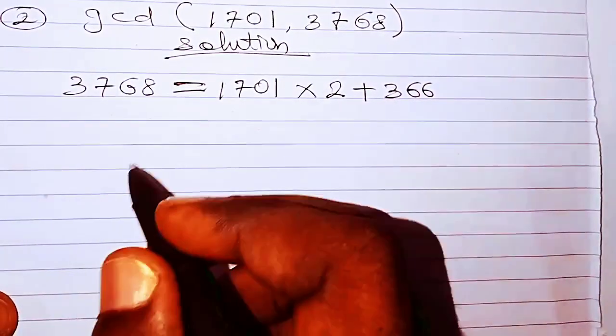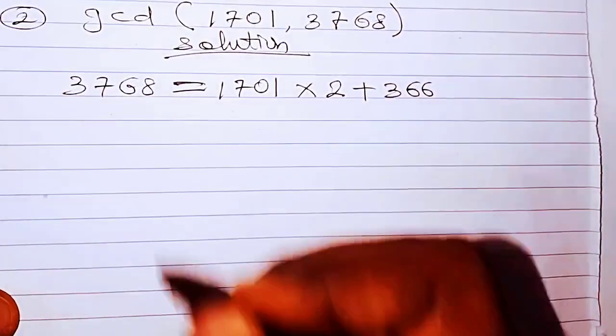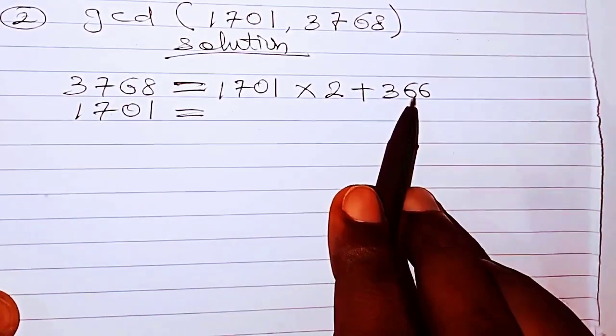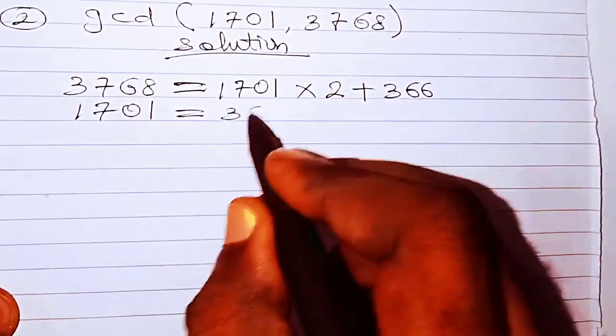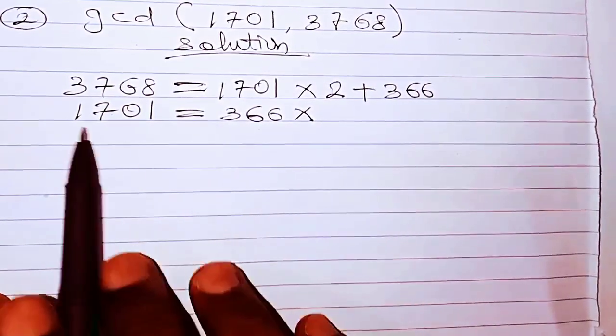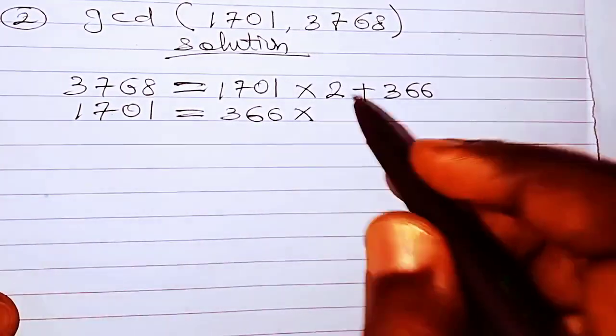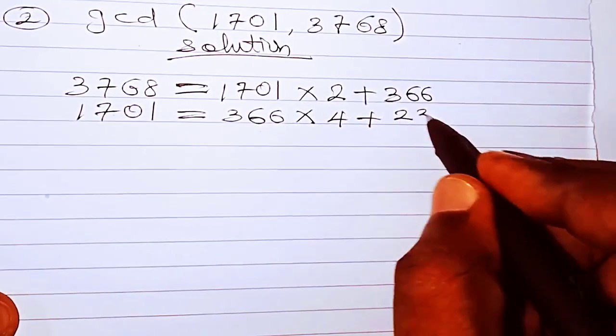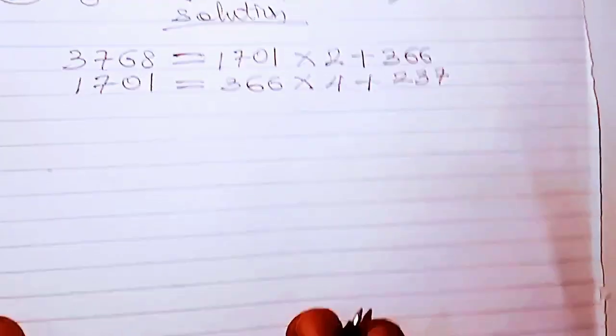So we'll follow the concept down the line. This is 1701 equal to 366 multiplied by the number of times we have 366 in 1701, and that's going to be 4. That's times 4. The remainder is 237. And then we keep going that way.